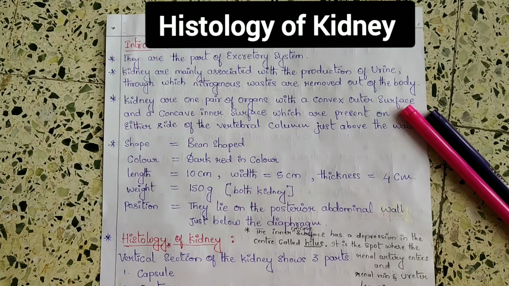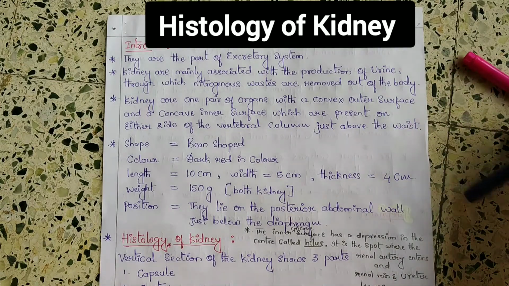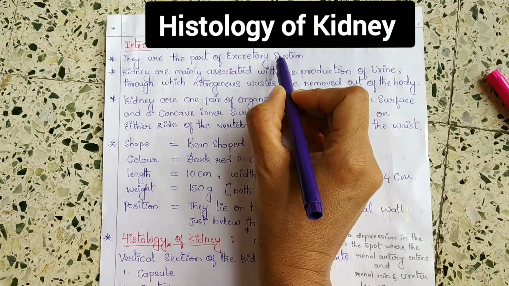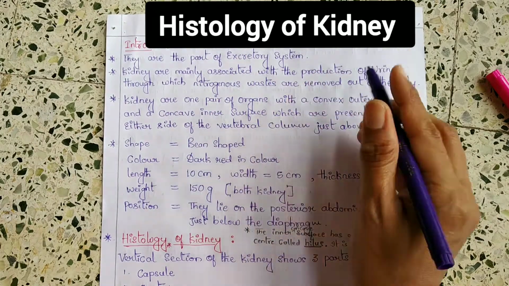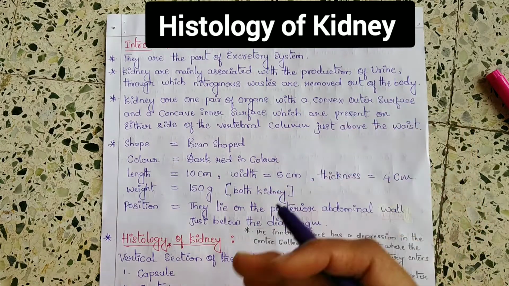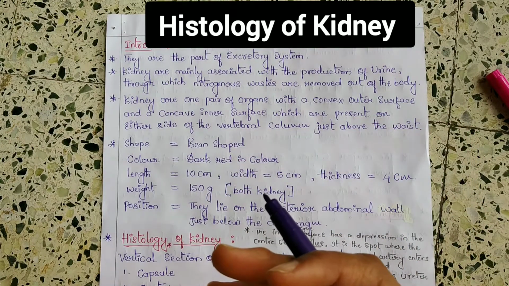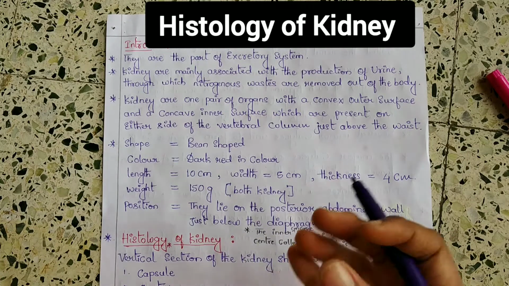In this video, I am going to discuss the topic histology of kidney. Kidneys are parts of the excretory system, and a person will have a pair of kidneys, two in number. The kidneys are mainly associated with the production of urine, through which the nitrogenous waste formed in the body is removed out of the body.